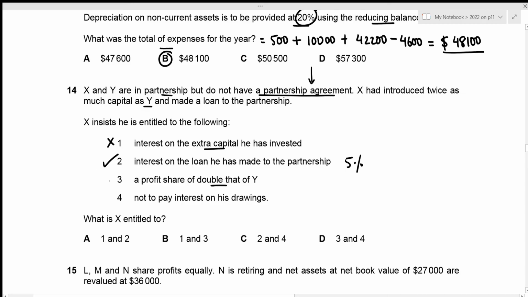So that's incorrect. And the fourth one is not to pay interest on his drawings. Again, we have no partnership agreements, which means that interest on drawings are not applicable. So this is also true. So the correct entitlement is of 2 and 4, which is given in option C. This concludes question number 14. We can now move towards question number 15.